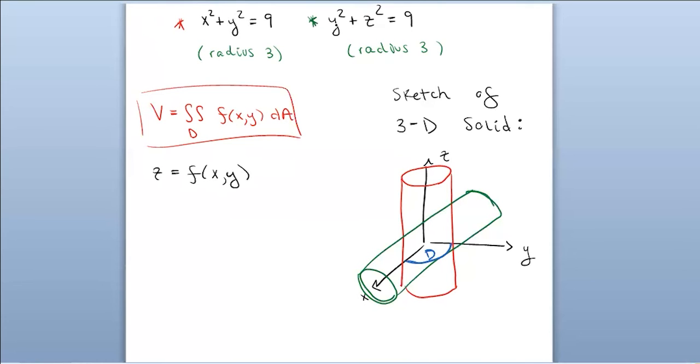And so I'm going to use the second cylinder and solve for z. So I have z equal to the square root of 9 minus y squared. Now we would get a plus or minus, but I'm only going to look at this piece that I drew in the blue region D. So I'm just going to let it be positive. So this is going to be my f of xy. Okay, I'm going to save this for later. And now I'm going to use this first cylinder to give me my region D.